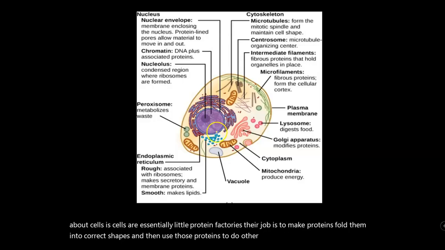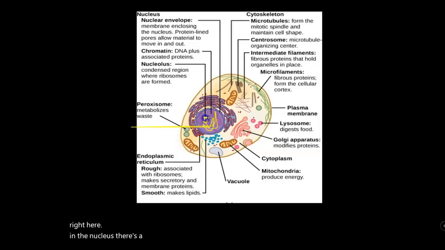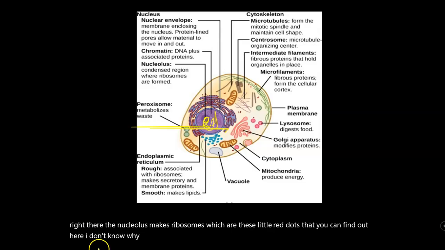The instructions for how to make proteins are found within the nucleus of the cell. That would be this whole entire purple thing right here. In the nucleus, there's a structure that is called the nucleolus. That's right there. The nucleolus makes ribosomes, which are these little red dots that you can find out here. I don't know why it's making such a big zigzaggy line, but whatever.